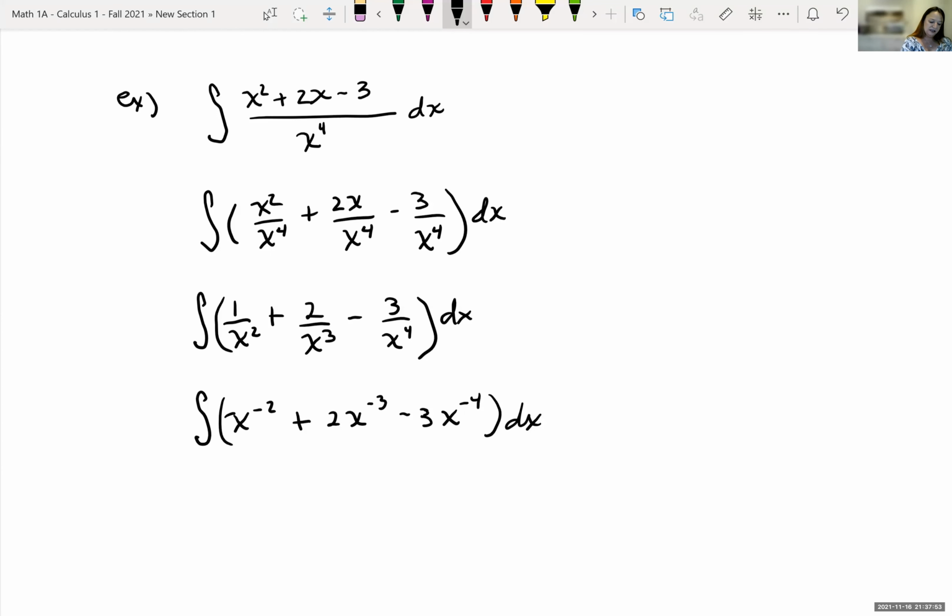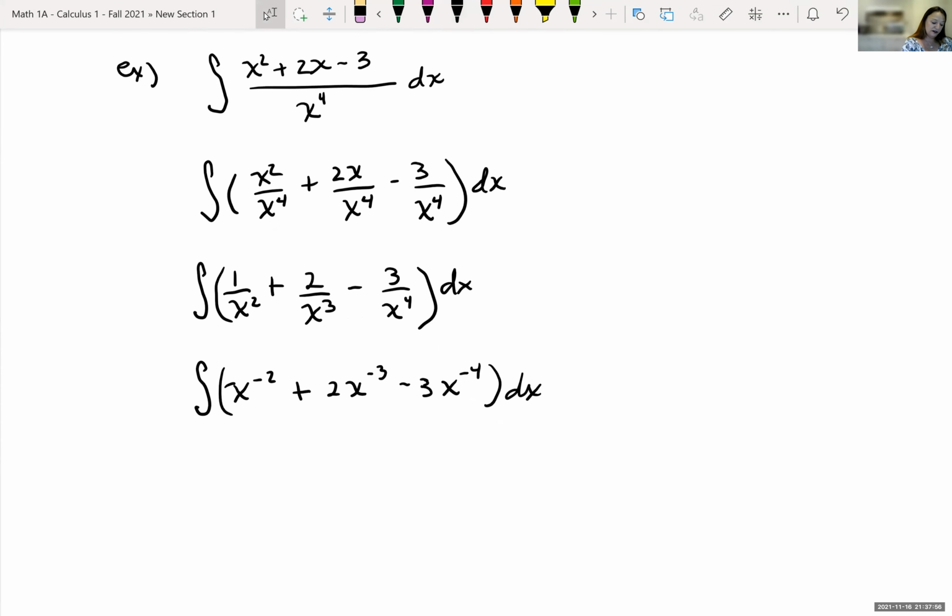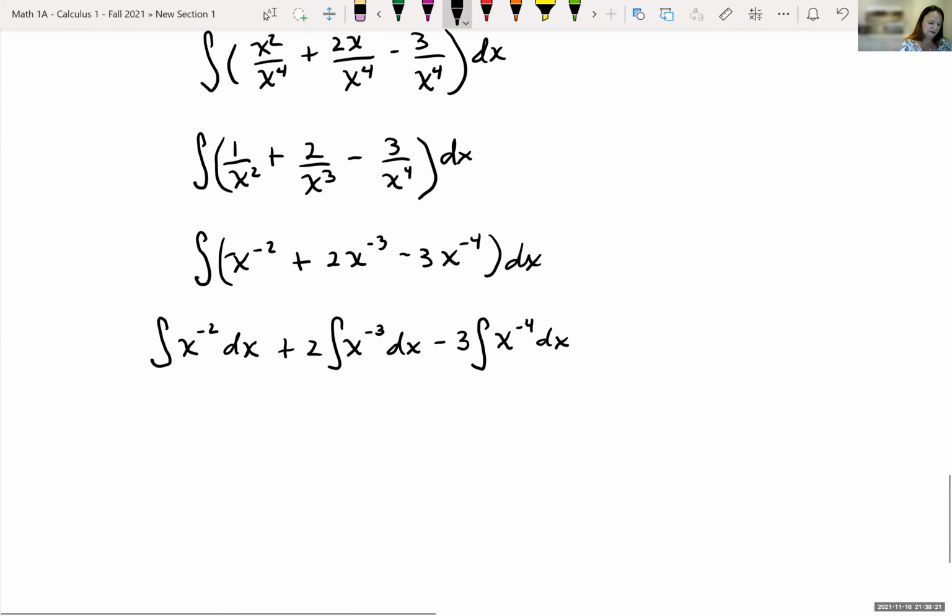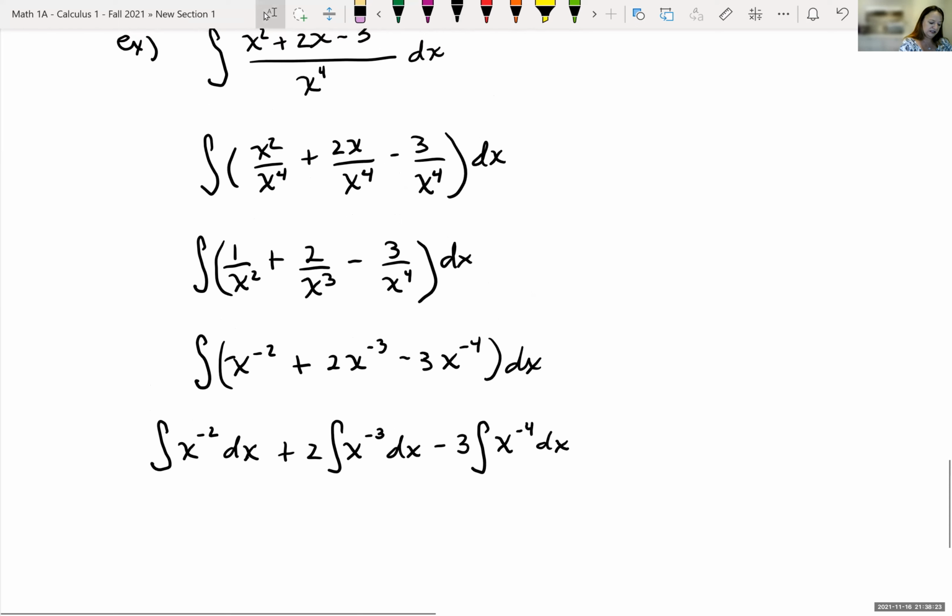So again, I technically wouldn't rewrite this, but we are technically saying this is the same thing as the antiderivative, or indefinite integral, of x to the negative 2 dx plus 2 times the integral of x to the negative 3 dx minus 3 times the integral of x to the negative 4 dx. And so now we can just apply the rule: add 1 to the exponent, divide by our new exponent.